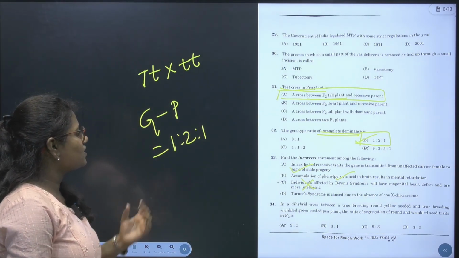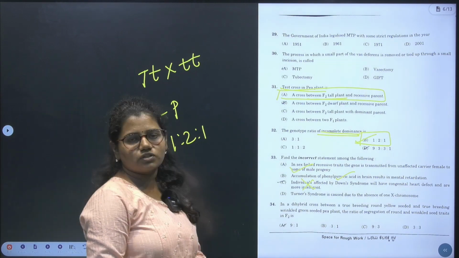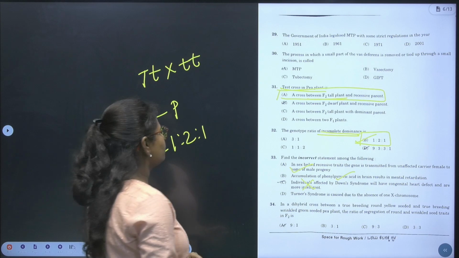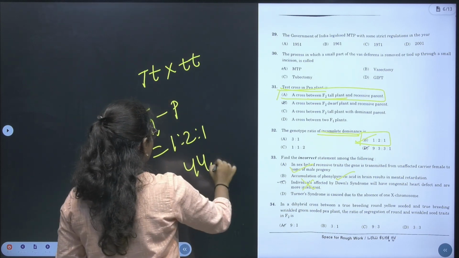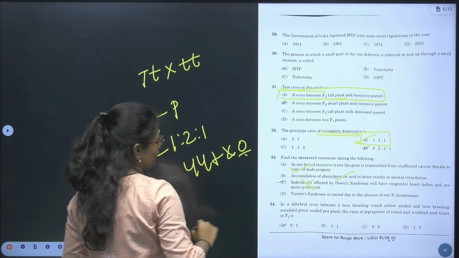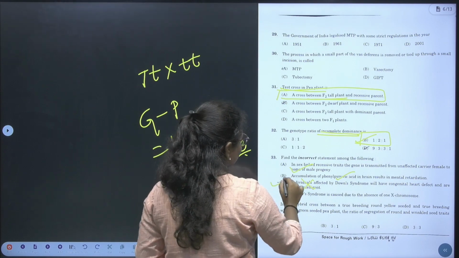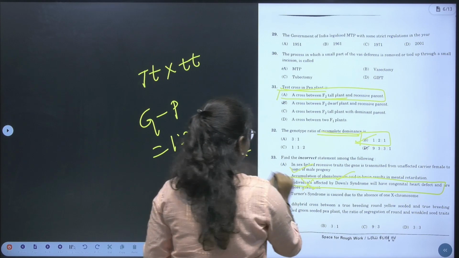Statement D, that is Turner syndrome is caused due to the absence of an X chromosome. We know that it is 44 plus XO. So the correct answer here is C, that is the incorrect statement is C.